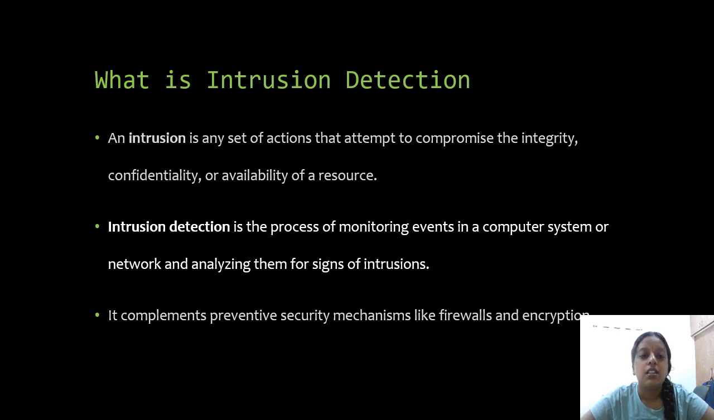For example, think of an airport. The metal detector, which is a firewall here, stops people with metal objects from entering the airport. But if someone sneaks in something suspicious that isn't a metal, the CCTV cameras, that is the IDS here, notice this strange behavior and alert the airport security. So, intrusion detection is about monitoring what's happening inside the system, not just blocking it from outside.